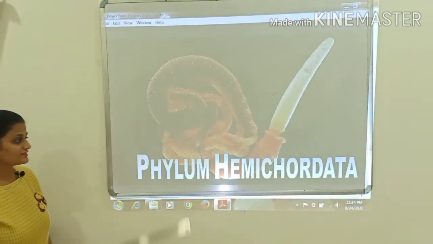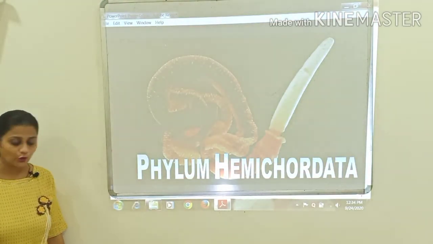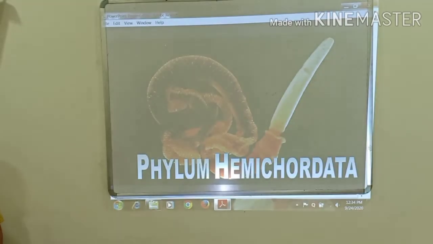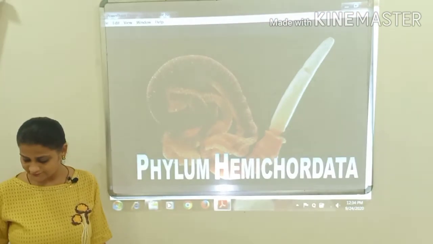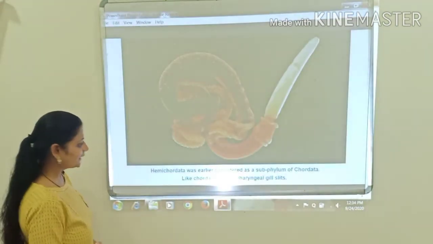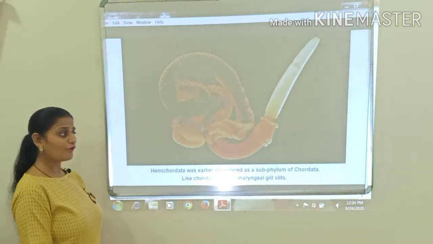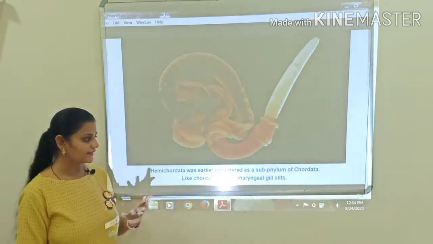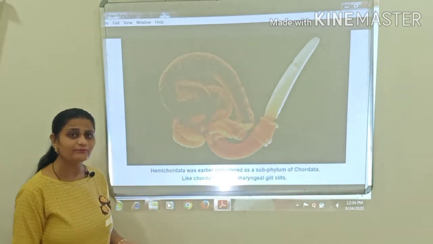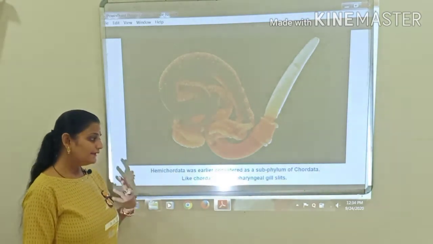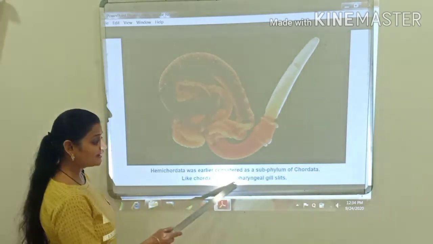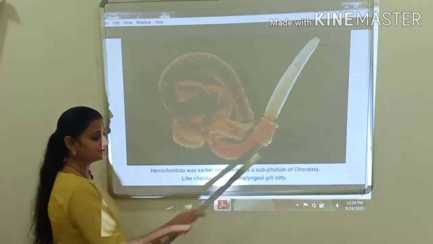Next phylum is the phylum Hemichordata, where hemi means half and chordata means notochord. Okay, so Hemichordata phylum we will start with today now. Hemichordata was earlier considered as a subphylum of Chordata. Like chordates, it has the pharyngeal gill slits.